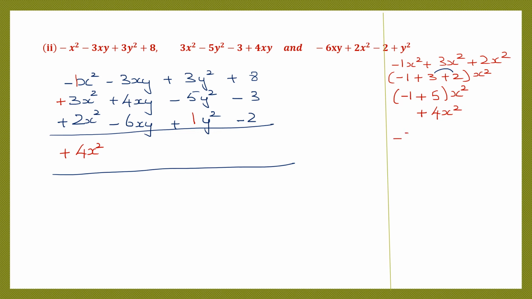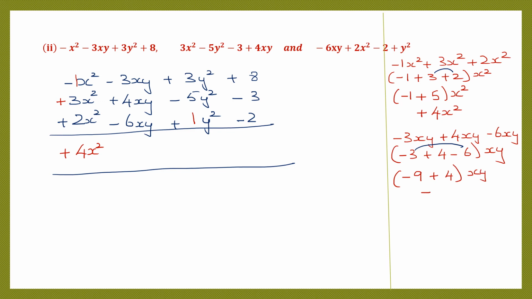Now we'll take minus 3xy plus 4xy minus 6xy. Minus 3 plus 4 minus 6xy. Add the numbers with the same sign. These two numbers have the same sign, so when they have the same sign, we put the same sign and add. 3 plus 6 is 9 plus 4xy. Signs are different. Put the sign of the bigger number and subtract. 9 minus 4 is 5xy. So here we have minus 5xy.